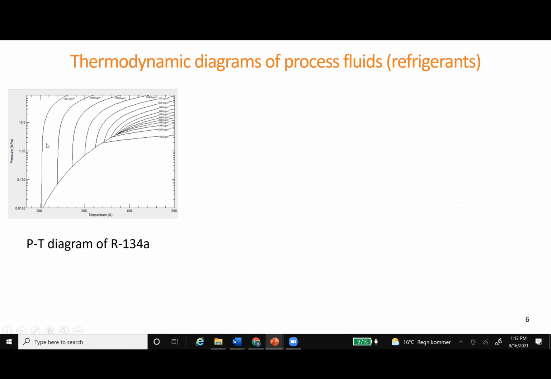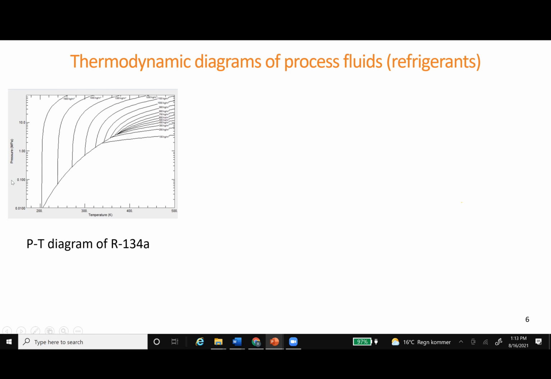So what is done here is, for different values of volume or density, a temperature is selected and a pressure is calculated, or a pressure is selected and a temperature is calculated. And then one gets this diagram. How one gets this diagram, how these calculations are made, PVT, we will discuss later. But let's say that it is possible to do that, or maybe one can measure it.